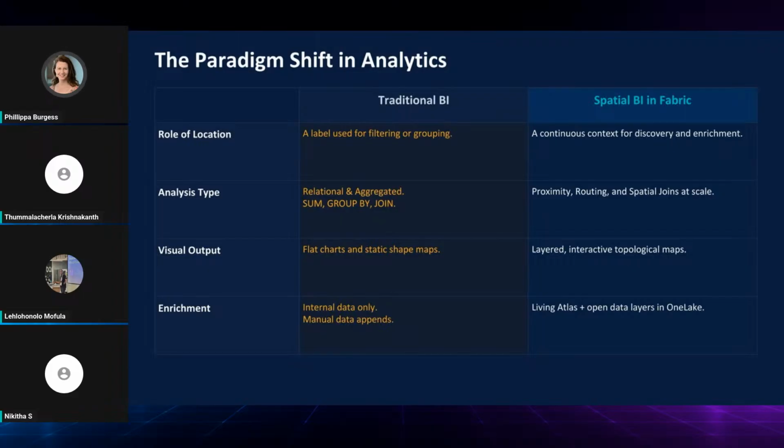That brings us to traditional BI. The role of location was a label used for filtering or grouping. Now with spatial, it's continuous context for discovery and enrichment. For analysis type, instead of relational and aggregated operations like group by and join, you now have proximity, routing, and spatial joins at scale. Visual outputs that were flat charts and static shape maps are now layered, interactive topological maps. Enrichment was internal data only with manual data appends, and now you have Living Atlas and open data layers in OneLake.